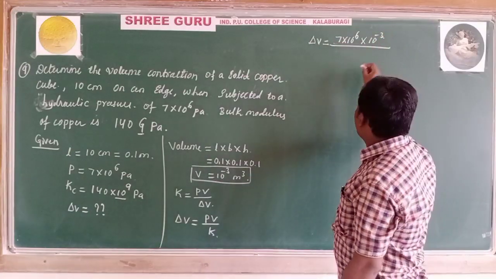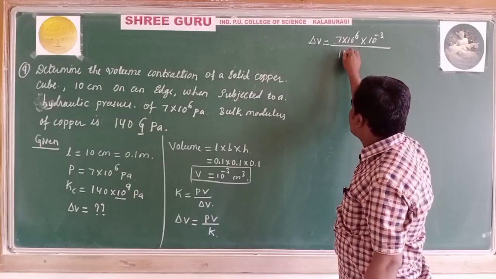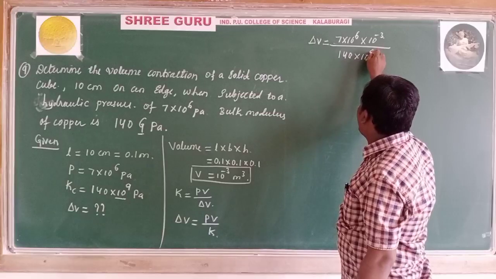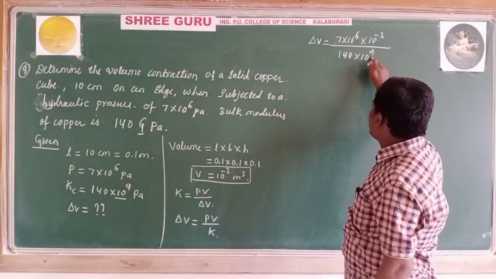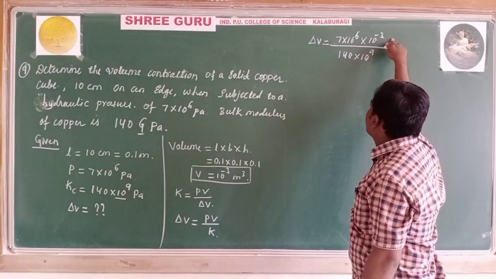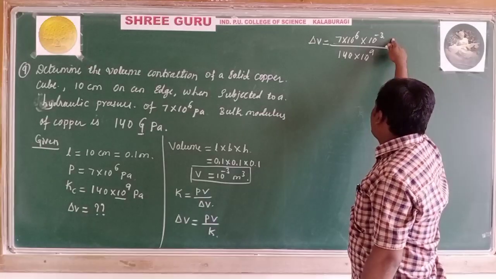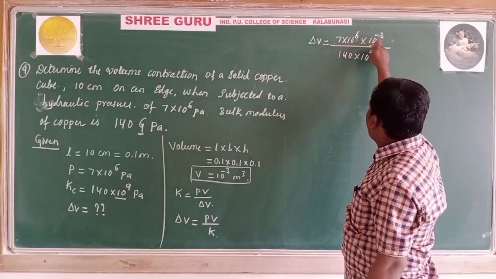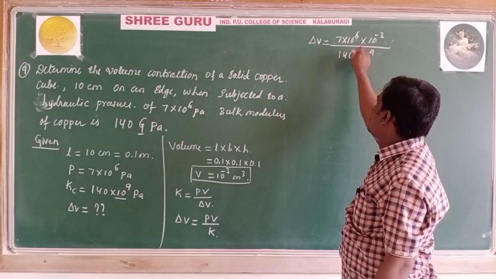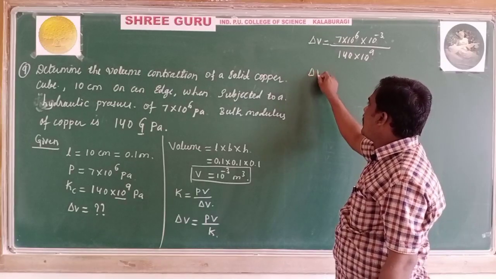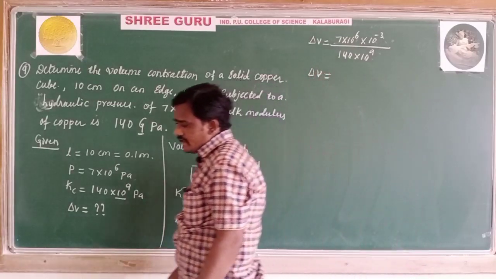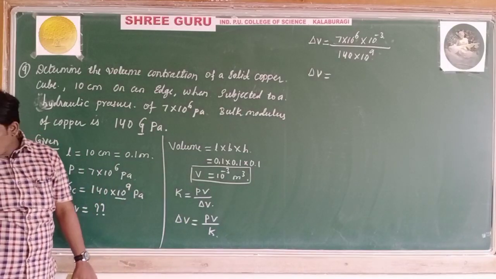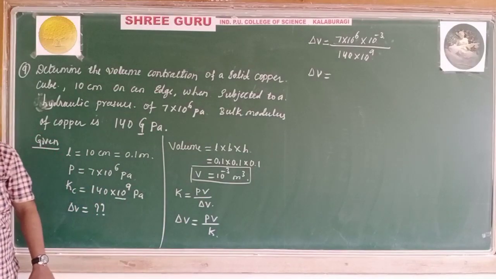The bulk modulus value is 140 into 10 to the power 9. The 9 will come to the numerator as minus 9, plus 6 means minus 3, minus 3 minus 3 is minus 6. Just calculating, the final answer is that the change in volume is 5 into 10 raised to minus 8 meter cube.